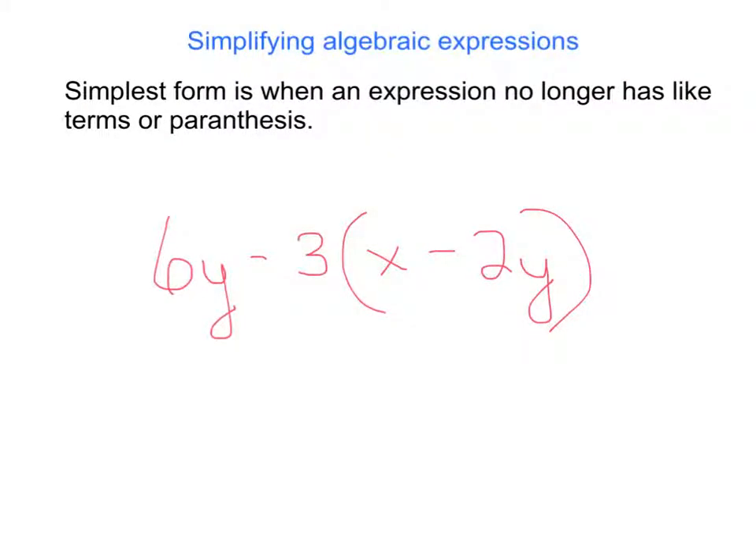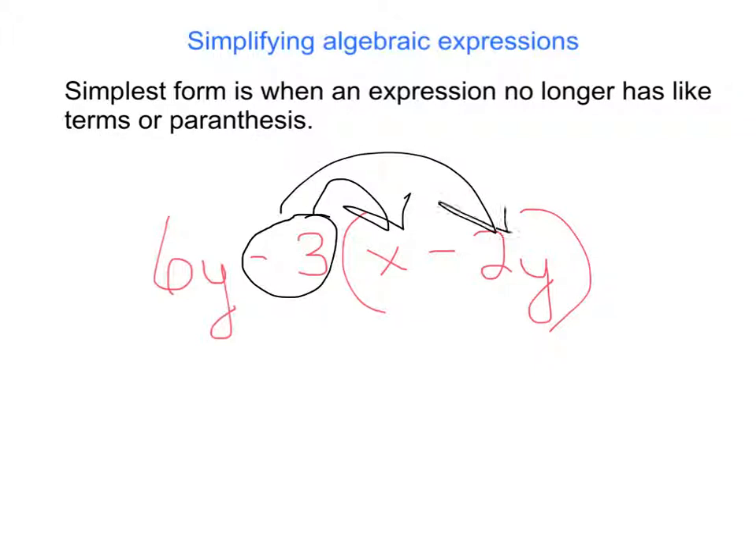When we simplify algebraic expressions, we have to get rid of any parentheses and combine like terms. So in this example, we have 6y minus 3 times the quantity x minus 2y. In the previous video, you learned the distributive property. So here, we're going to distribute this negative 3 into everything that's inside. So this becomes 6y minus 3x plus 6y.